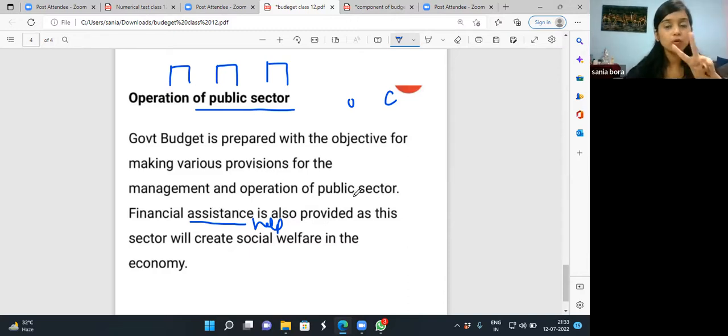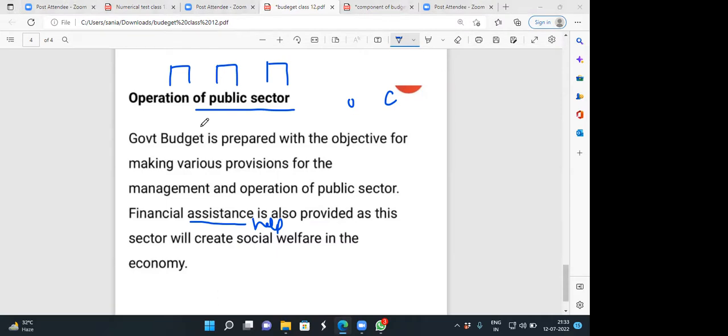There are two things, one is management and one is operation. Operation is not like an operation in a treatment. Operation is basically the whole process. So, management and operation of the public sector. Okay. Yes, ma'am.